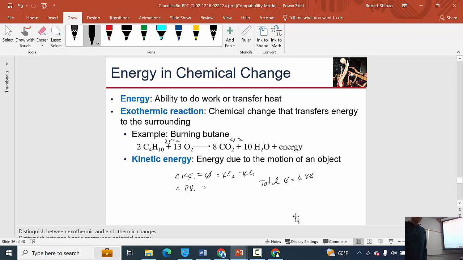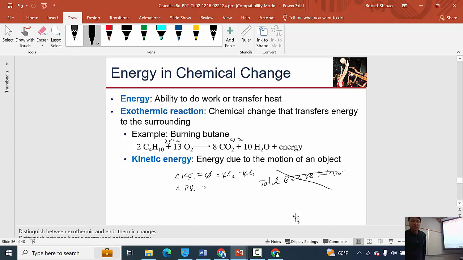Now, delta KE is different than what we call absolute kinetic energy. These are the absolute kinetic energy. These are non-zero. We have to be careful. Delta KE can be 0, but there's kinetic energy there because it's at 45 degrees C. And so a number of people wrote the total energy is equal to delta KE plus delta PE. That's wrong. So I marked it wrong.